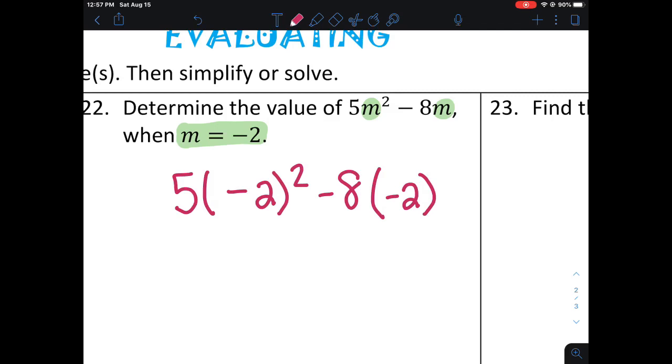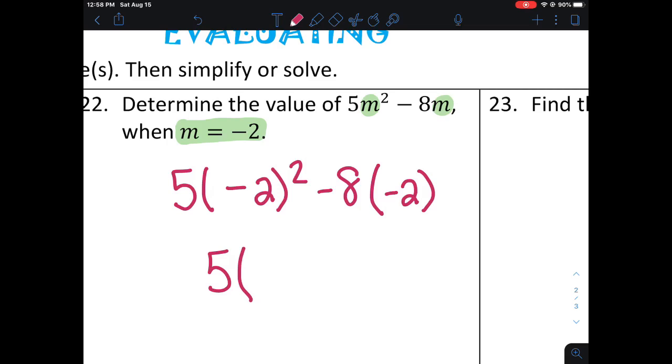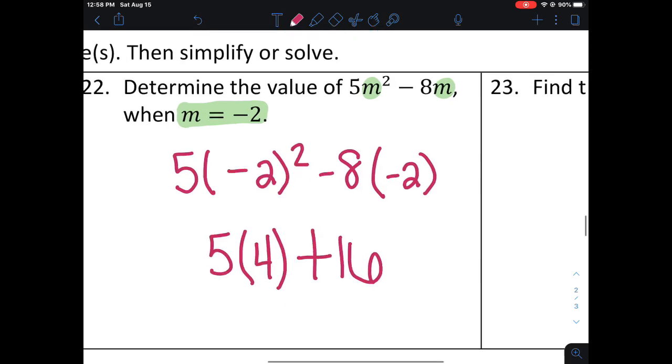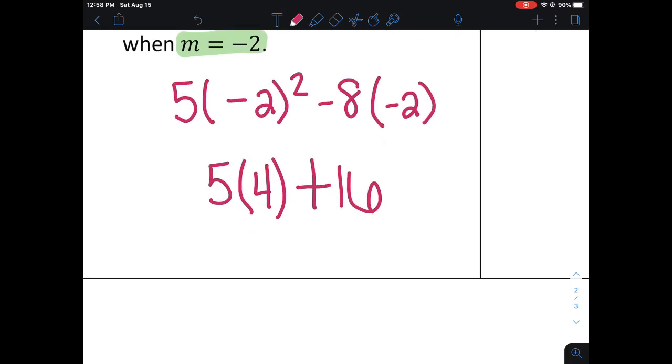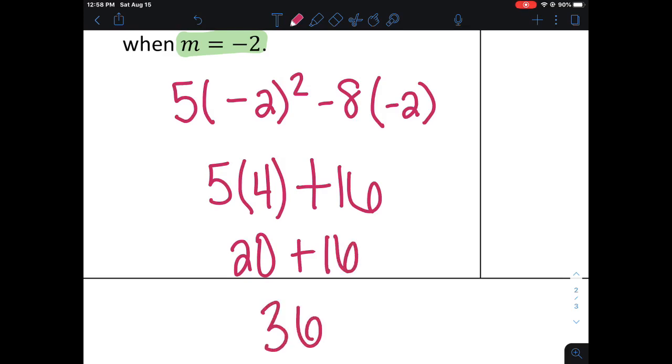So we have to do exponents first. So I got to do this negative 2 squared. That's probably one of the biggest mistakes that I run across when students are doing this. You have to do that exponent first. So we got 5 times negative 2 squared. Negative 2 times negative 2 is 4. Minus 8 times negative 2 makes a positive 16. 5 times 4 is 20, plus that 16. And it looks like I get 36 for my answer.